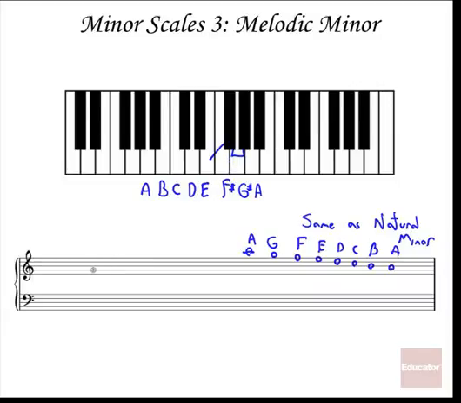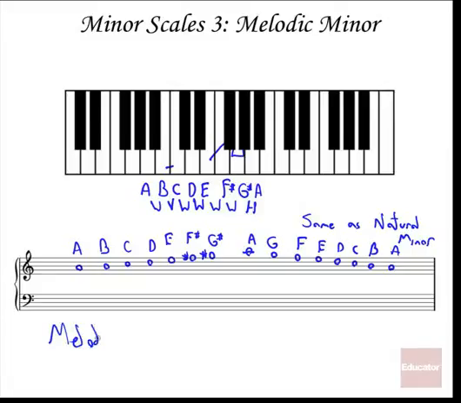So let's write that on the staff. A, B, C, D, E, F sharp, G sharp, and here's the A. Okay, and what we're interested in is the pattern of whole and half steps, so let's use the piano keyboard to find them. So here is a whole step, here is a half step, here's whole, whole, and then another whole, and then here's a half step.